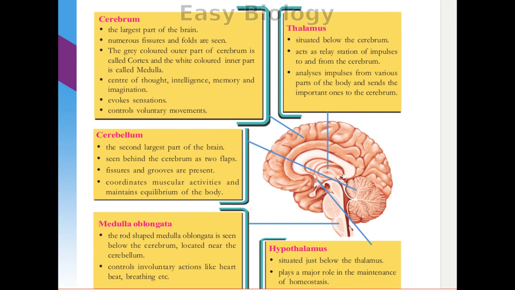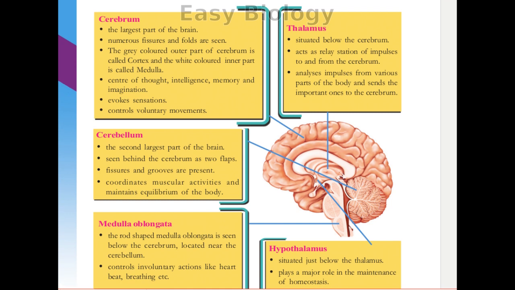Now we can study what are the functions of cerebellum. Cerebellum coordinates the muscular activities. It maintains the equilibrium of the body. What is the function of medulla oblongata? It controls the involuntary actions. The voluntary actions are controlled by cerebrum, but the involuntary actions are controlled by the medulla oblongata. Involuntary actions examples are breathing and heartbeat.